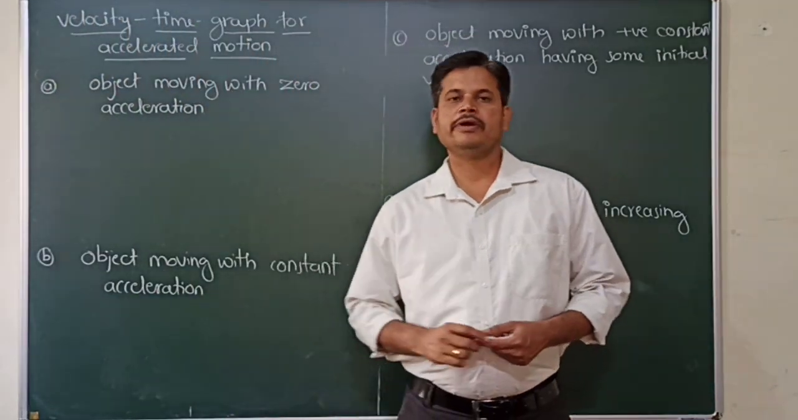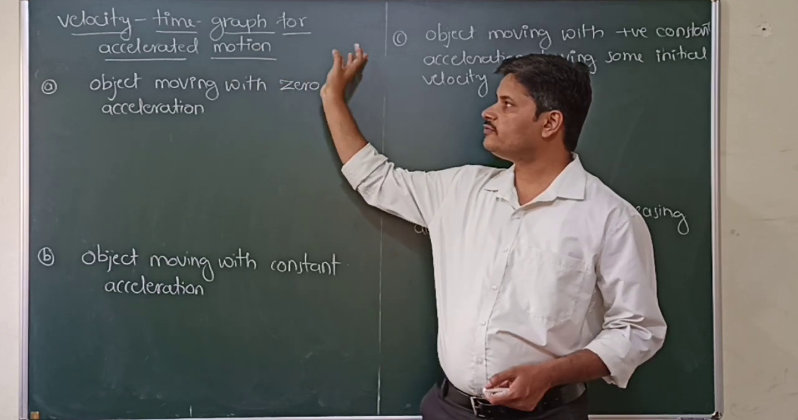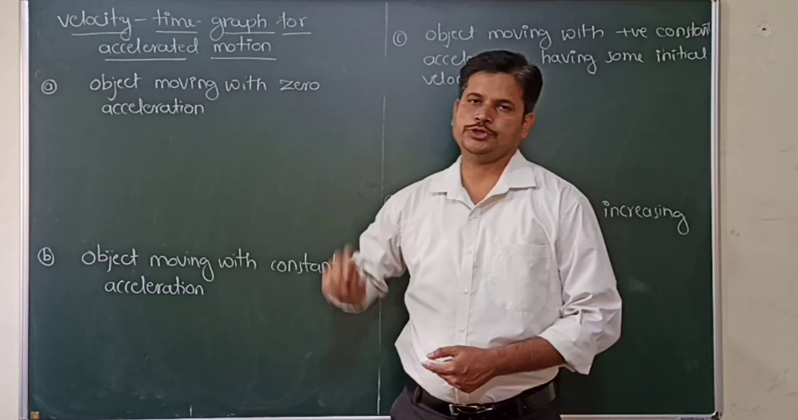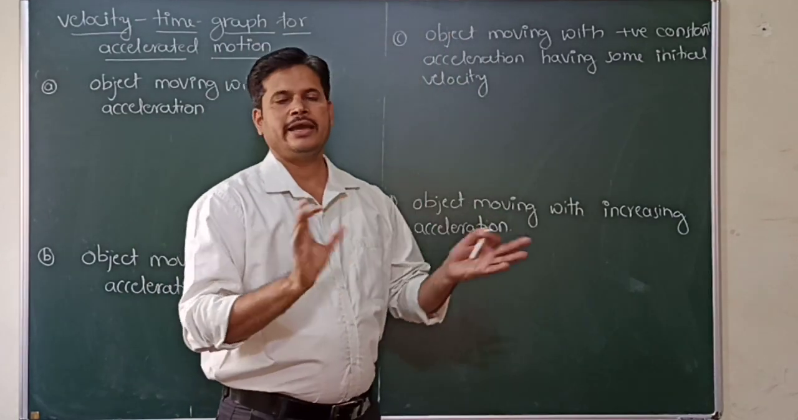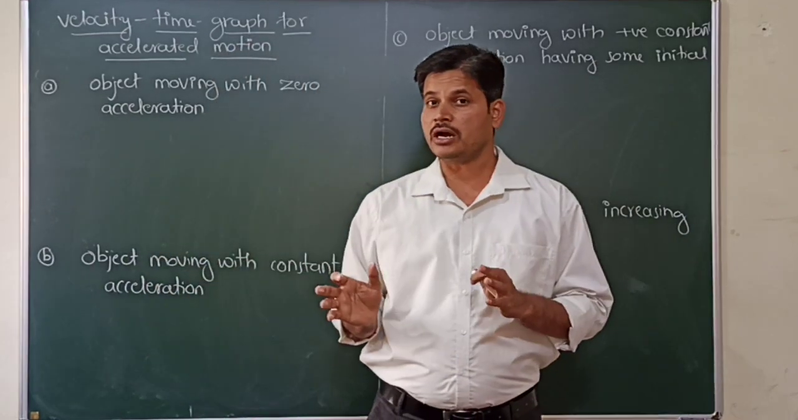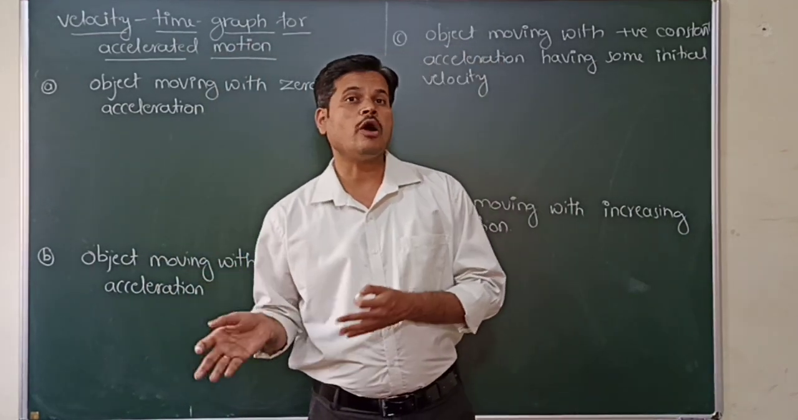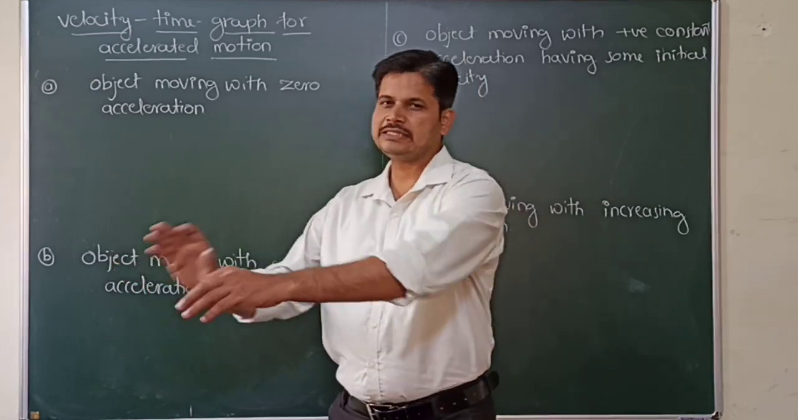Okay, here we are going to discuss the velocity time graph for accelerated motion. If the object is moving with acceleration, how will the graph look? If you take the slope of the velocity time graph, we will get the acceleration. We know this, it is a simple concept.